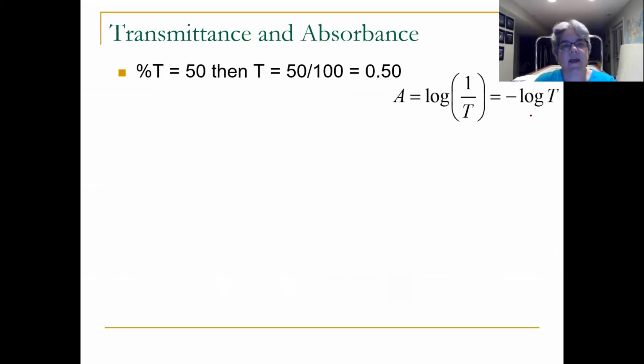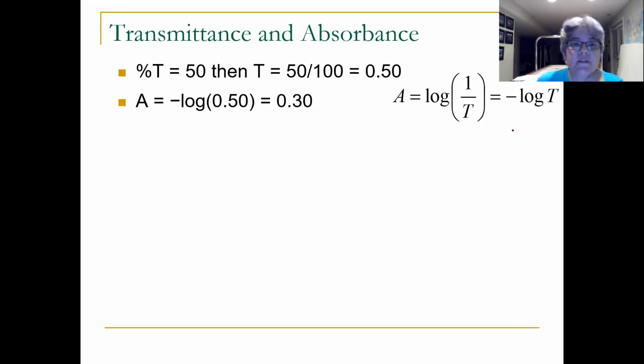And let's say I have a percent T that's 50. If percent T is 50, then what is T? Remember, T is percent T divided by 100. So T is 0.5. Now what would the absorbance of this number be? To take absorbance, you need to take the log of 0.5 and then minus that number. So your answer should be 0.30.